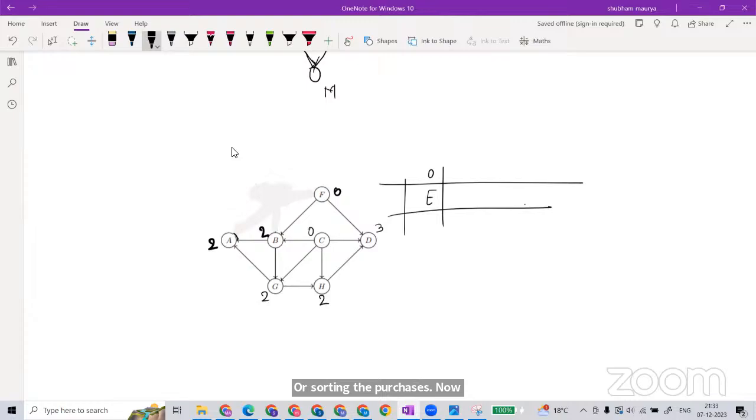Now we have the updated one. Now again this is a DAG, and we start with the vertex which has 0 in-degree. So we can do it with C or we can do it with F. So let's take F now. So the next one is F. And let's now remove this one here.